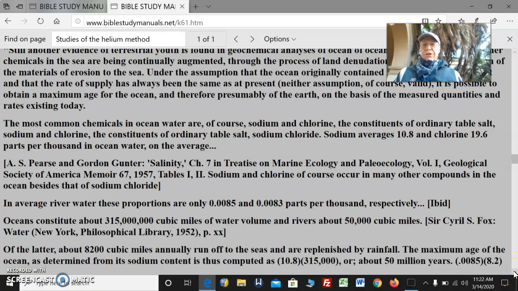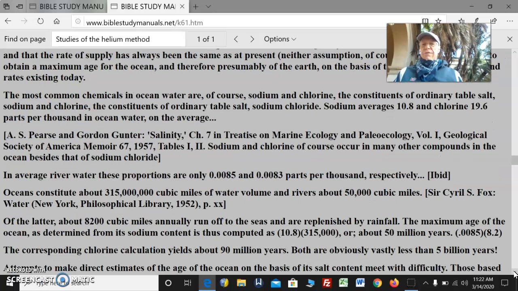Now, Pierce and Gunter, in their study on salinity, found that in average river water, these proportions are only 0.0085 and 0.0083 parts per thousand, respectively. Oceans constitute about 315 million cubic miles of water volume, and rivers about 50,000 cubic miles. Of the latter, about 8,200 cubic miles annually run off to the seas and are replenished by rainfall. The maximum age of the ocean, as determined from its sodium content, is thus computed by this formula here.